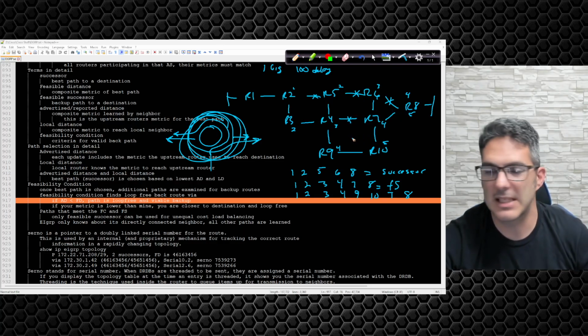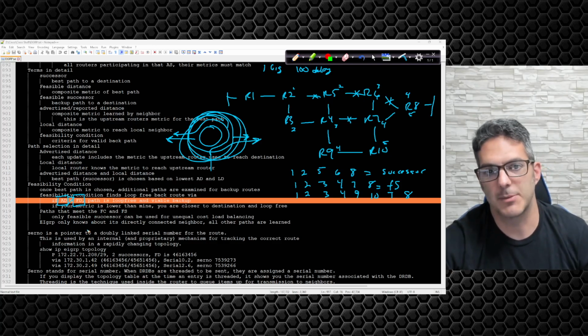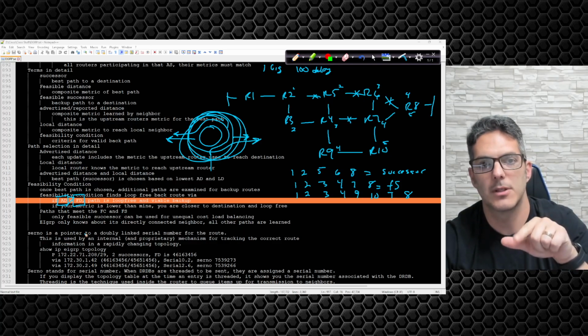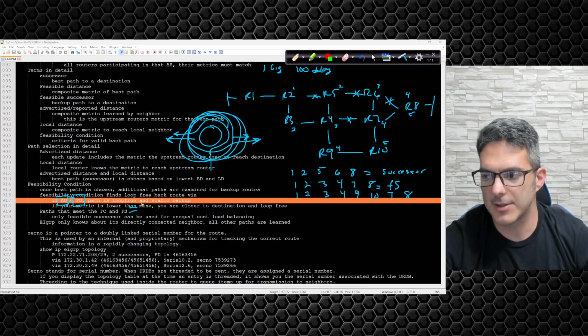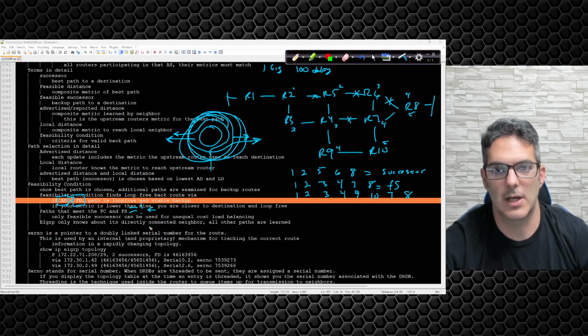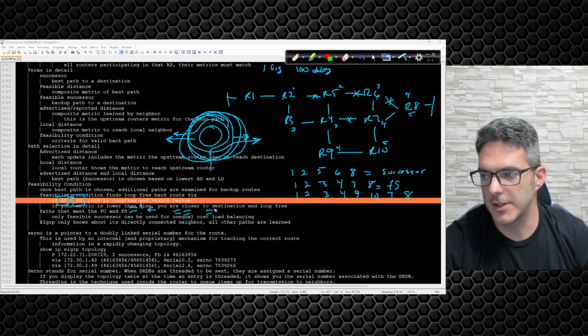The key thing to remember is if your advertised distance is less than the feasible distance, then you're loop free and a viable backup. If your advertised distance is greater than the feasible distance, which means you have to go through more hops to get to where you want to go than the feasible distance is calculating, you are not a feasible successor. So just keep that in the back of your mind. This is not equal to, by the way, for basic logic. It doesn't compute. This is good. This is bad.